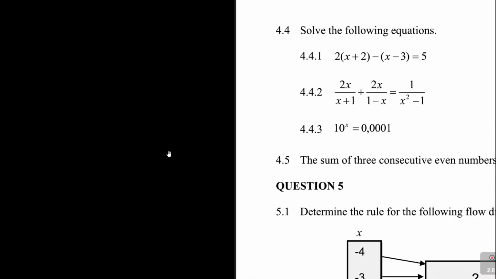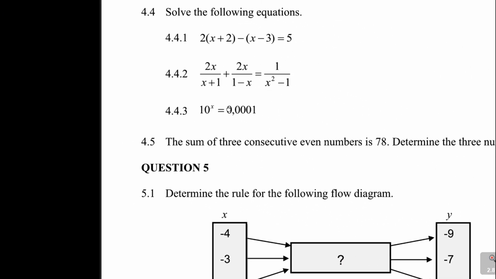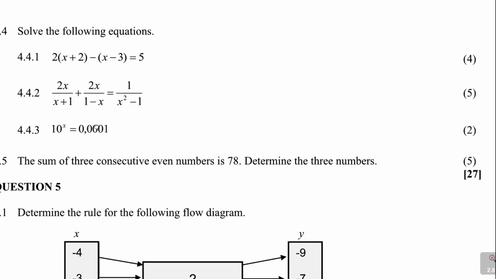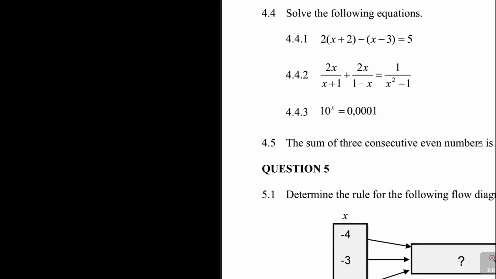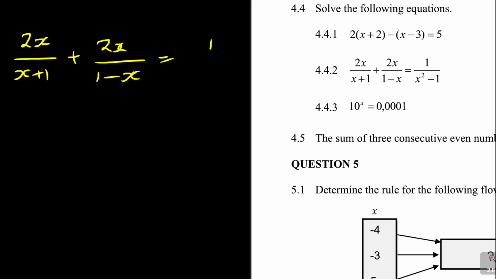Let me throw it there. Look at this one. It says 4.4.2. It says also, remember, we are solving for x and this is 5 marks. Ensure you don't lose out on these 5 marks. And these are fractions. So what you have, you've got 2x over x plus 1 plus 2x over 1 minus x, is equal to 1 over x squared. This is x squared minus 1.